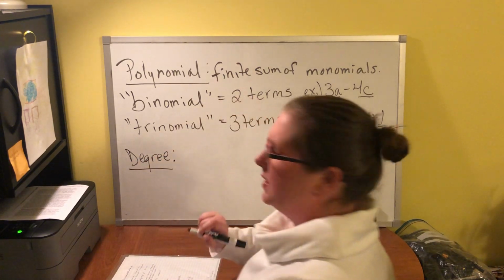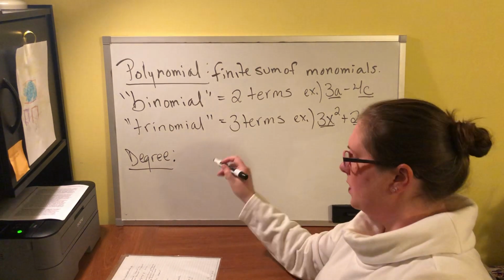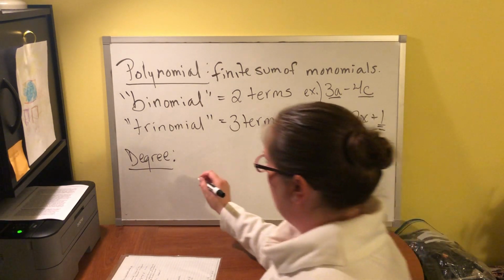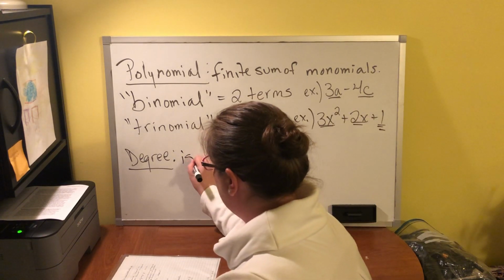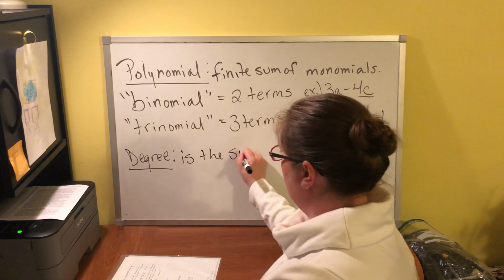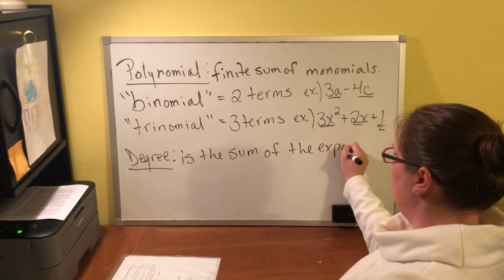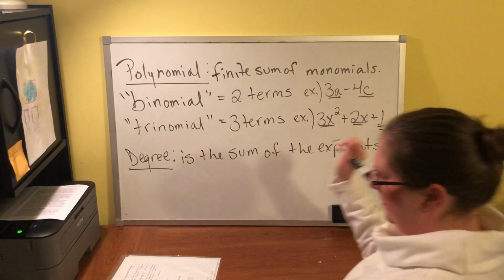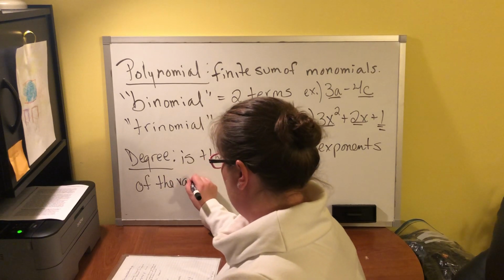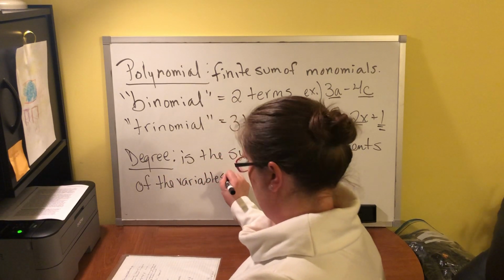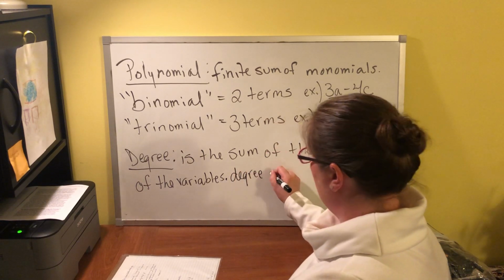But now we're going to talk about the degree. Once again, you'll need to know this for the homework, but not for the test. Okay, so we're dealing with a degree. So the degree of a monomial, or not a monomial, yeah, monomial, sorry. Degree of a monomial is the sum of the exponents of the variables, okay?